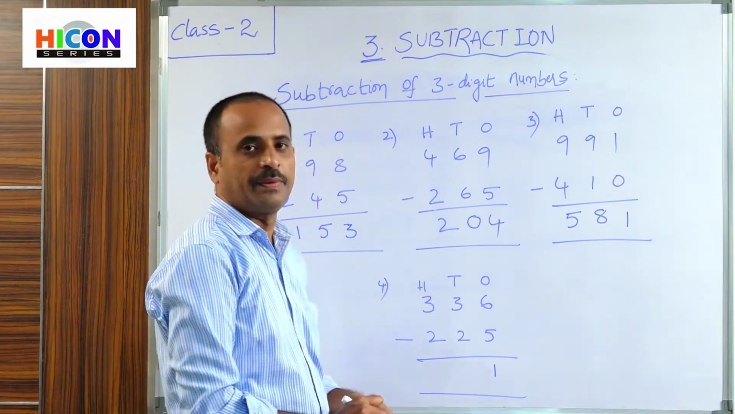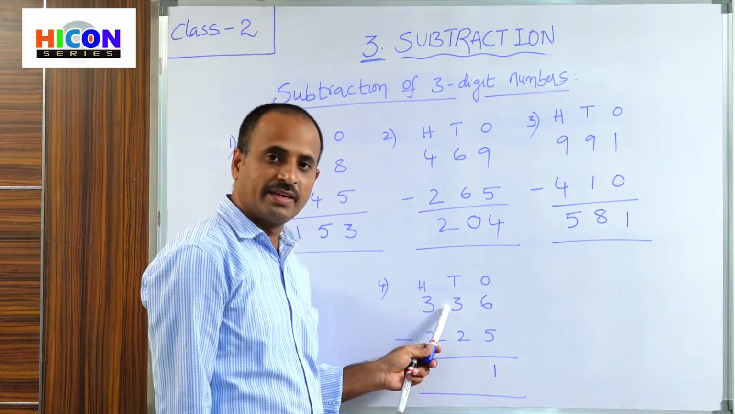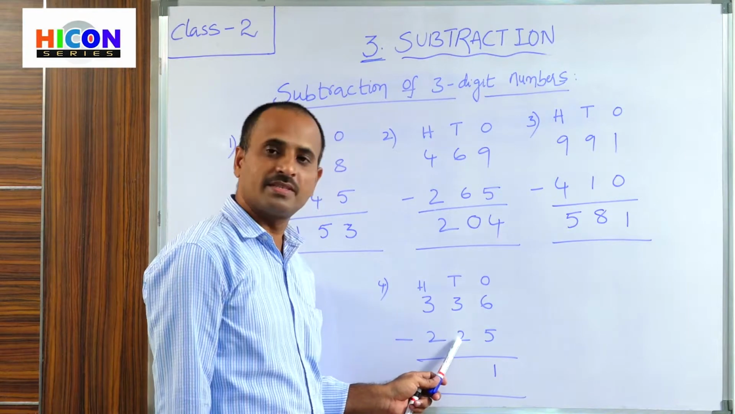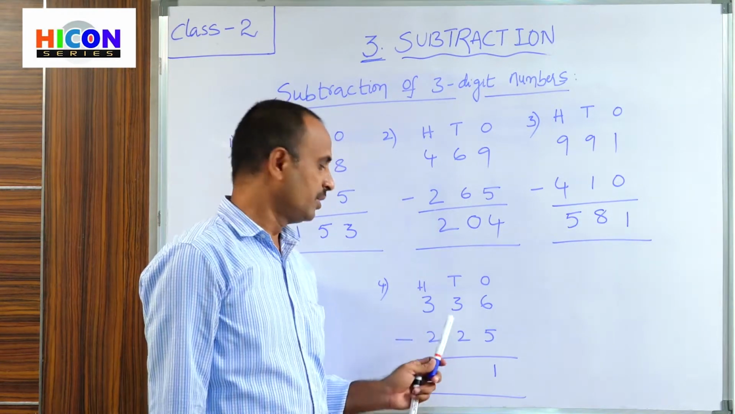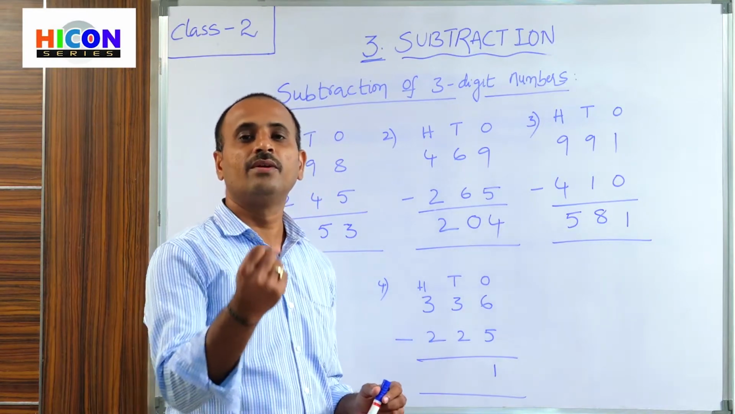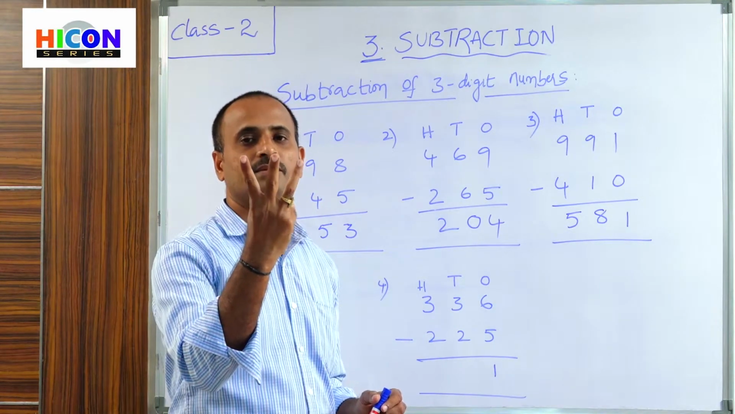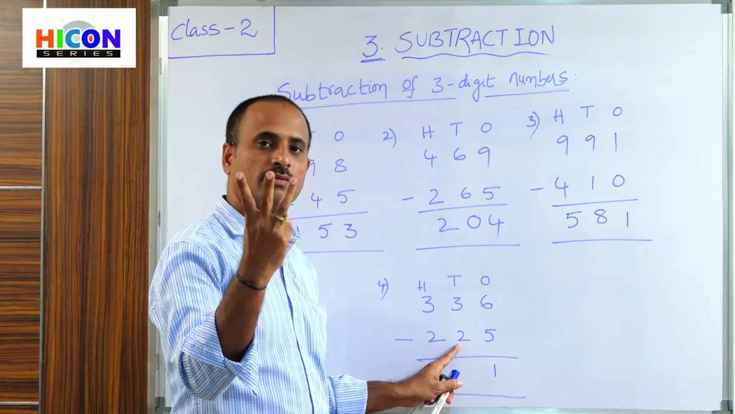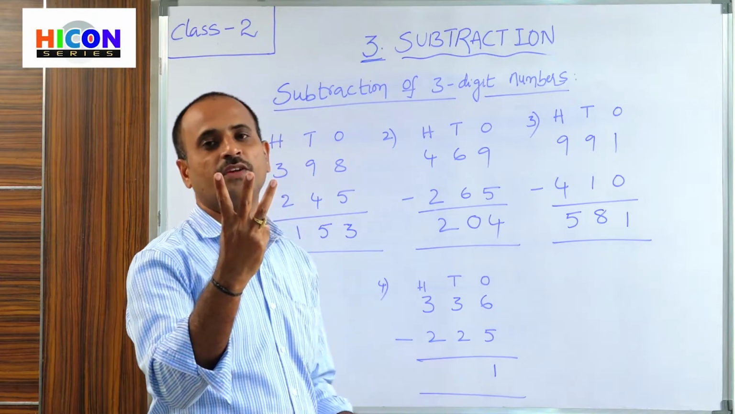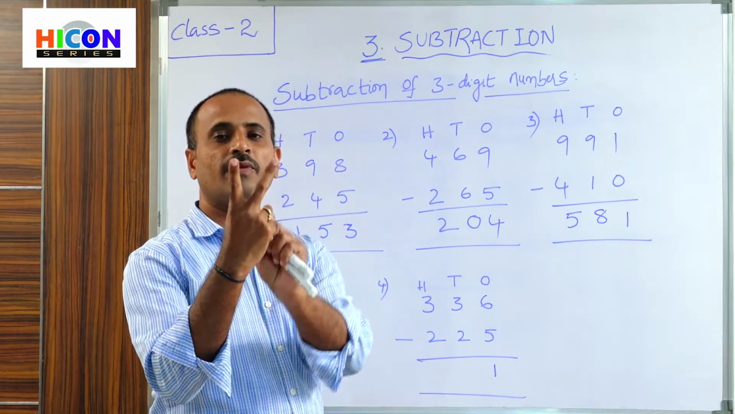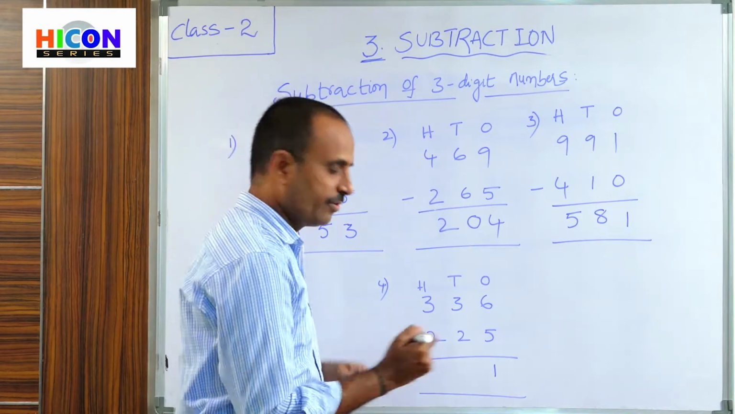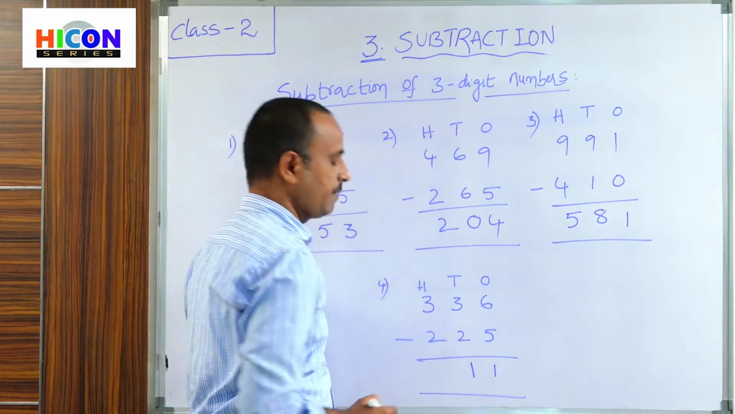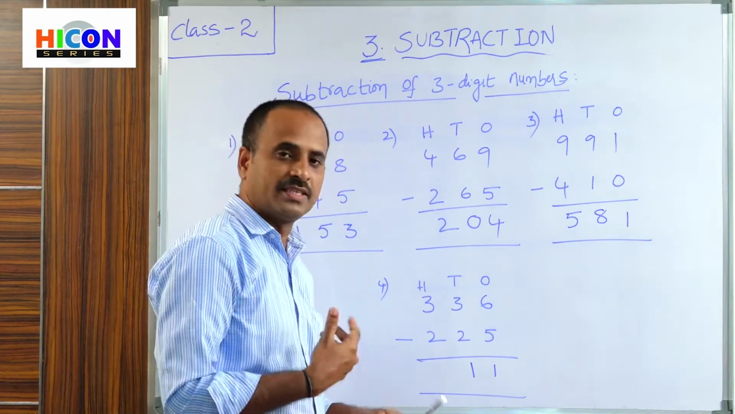Now go to tens place. What are the digits present in the tens place? 3 and 2 are present in tens place. What is the first digit? 3 is the first digit. So open 3 fingers of your hand. 1, 2, 3. What is the second digit? 2. So close 2 fingers in these 3 fingers. Close 2 fingers. 1, 2. How many fingers are left? One finger is left. So write 1 under tens place. So tens place is completed.